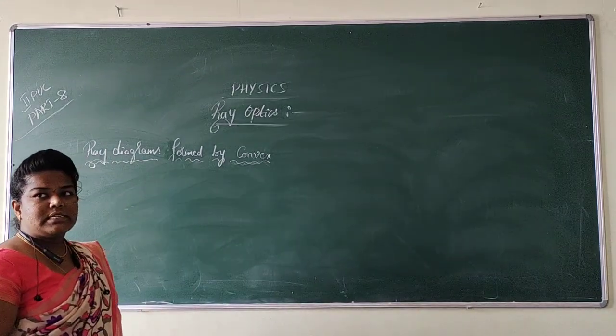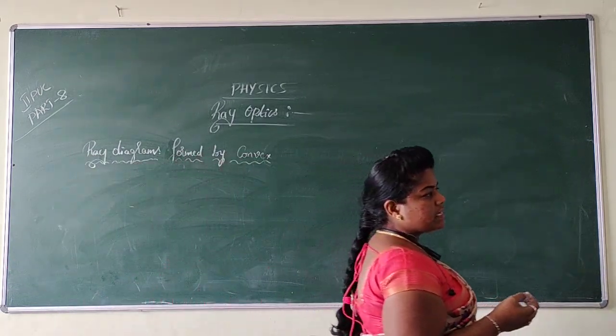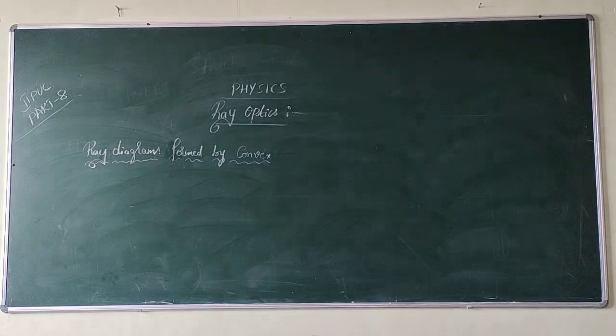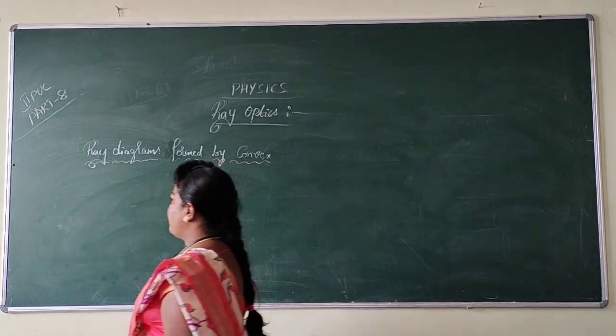You have studied this in your 10th class also, for the concave lens and the convex lens. But now I am going to explain the image formation by the convex lens for different positions of the object. Now let us see one by one.